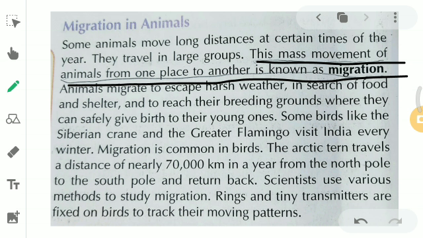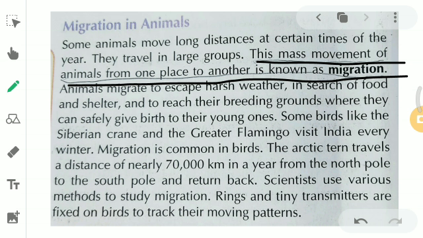Some animals move long distances at certain times of the year. They travel in large groups. The mass movement of animals, mass means not a single one or 10, but maybe hundreds and thousands of animals moving from one place to another place. That is known as migration.